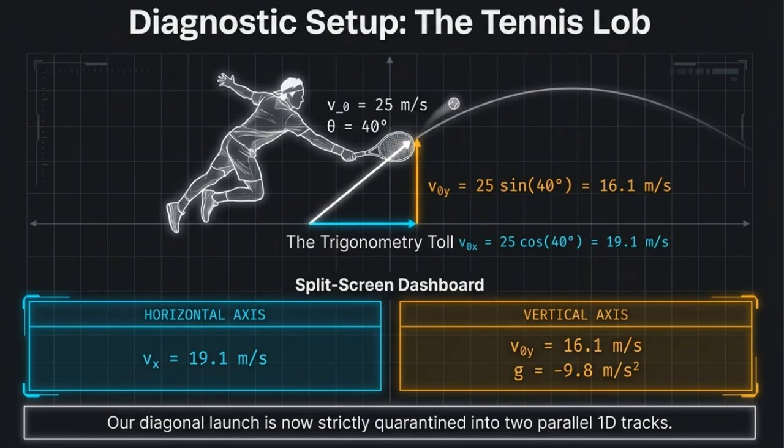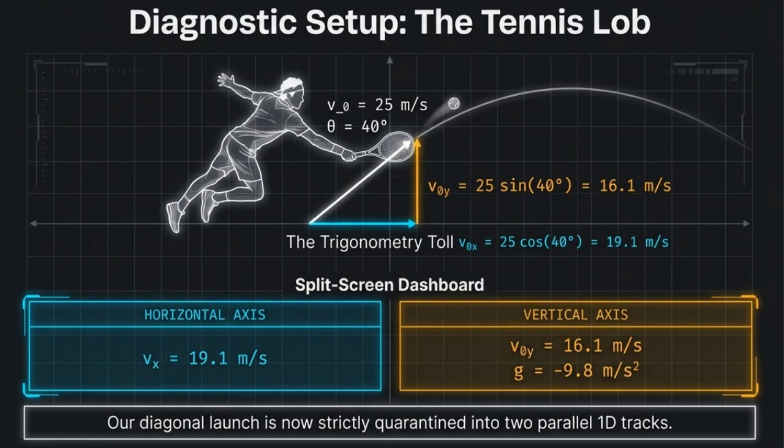Let's look at how we break down the motion of the tennis ball into horizontal and vertical components. The initial speed is 25 meters per second at a 40-degree angle. Using basic trigonometry, we can find the horizontal velocity, which is 25 times the cosine of 40 degrees, giving us about 19.1 meters per second. The vertical velocity is 25 times the sine of 40 degrees, which is roughly 16.1 meters per second.